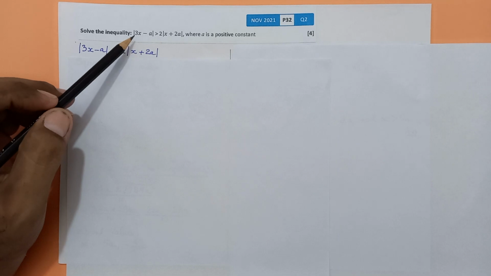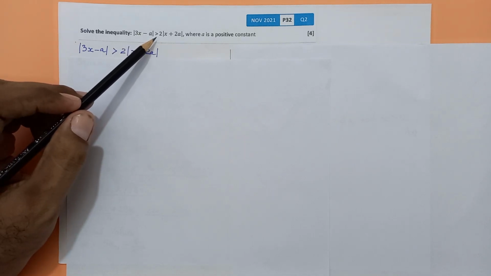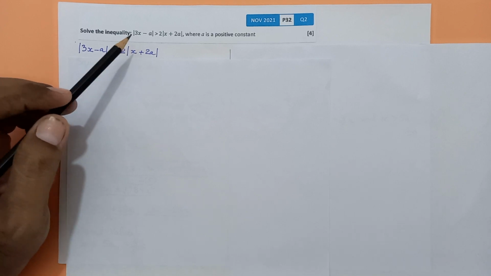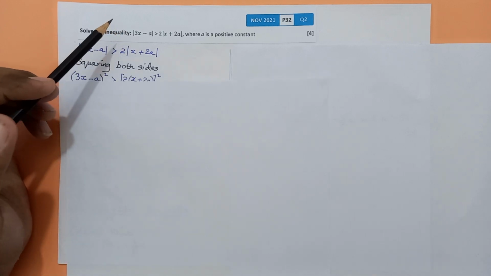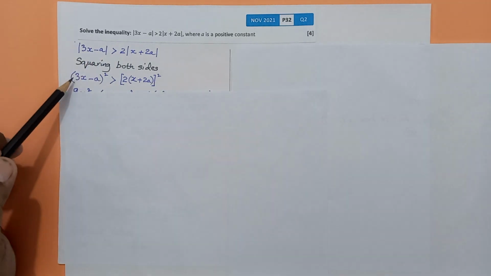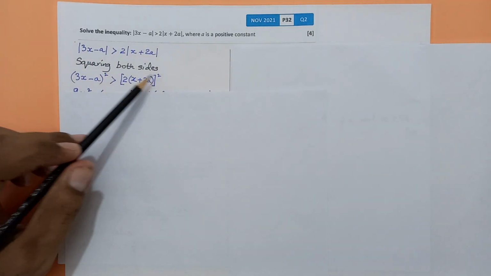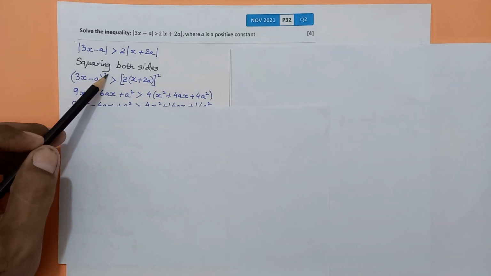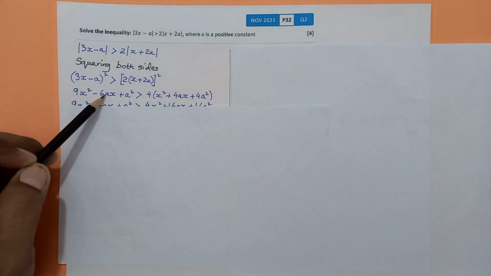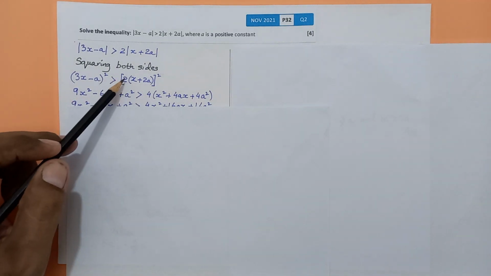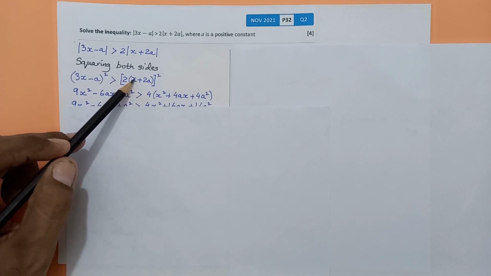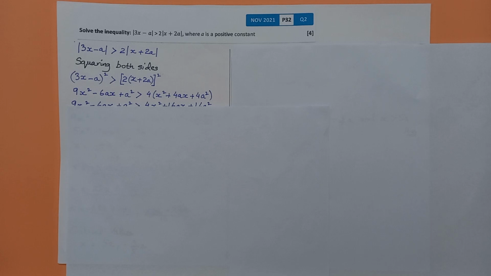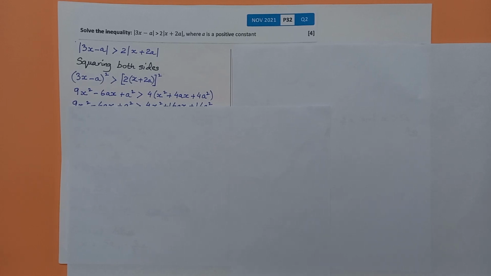We have to find the value of x because it is an inequality, so definitely the answer would be the set of values of x. The process is very simple. Simply square both sides, and instead of the modulus sign, just use the round bracket and square both sides. By squaring, apply the formula of (a minus b) whole square, which would be a square minus 2ab plus b square. On this side 2 square is 4, and apply the formula of (a plus b) whole square, and that would be a square plus 2ab plus b square.